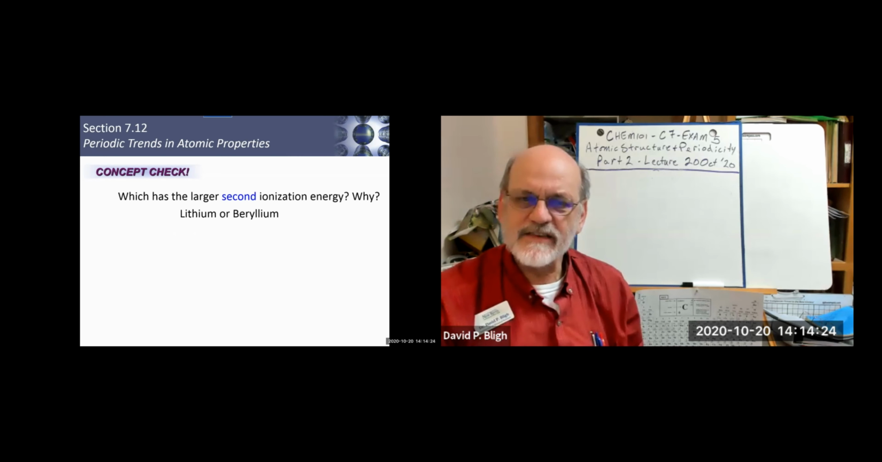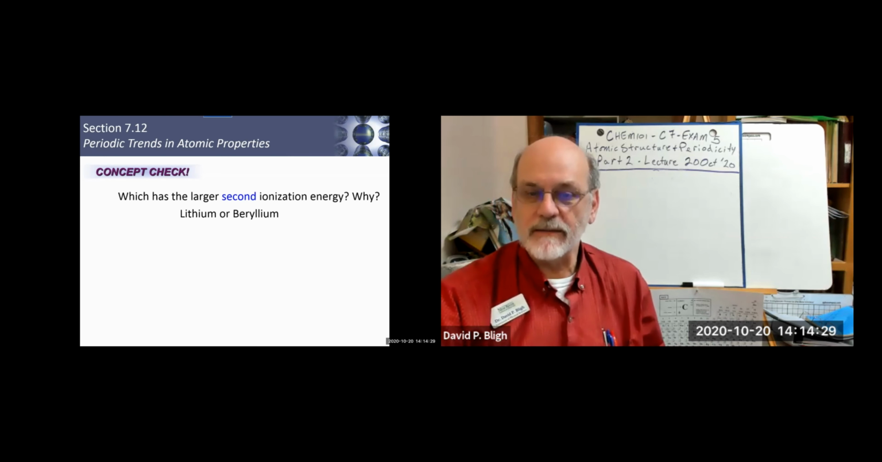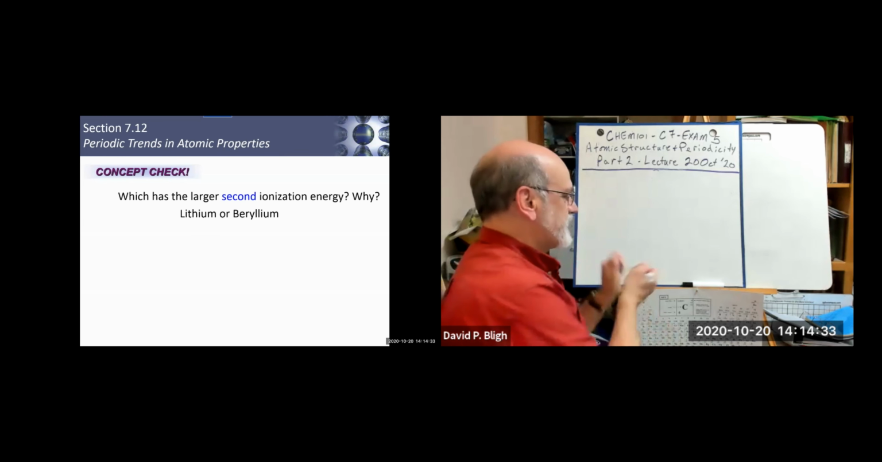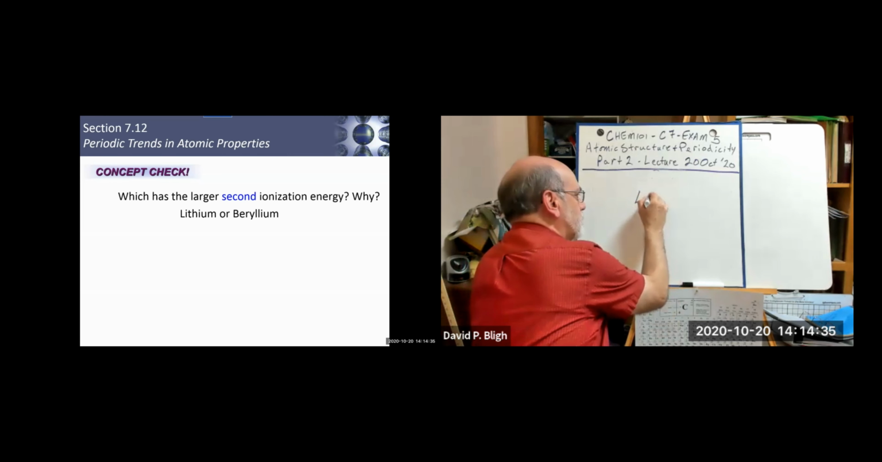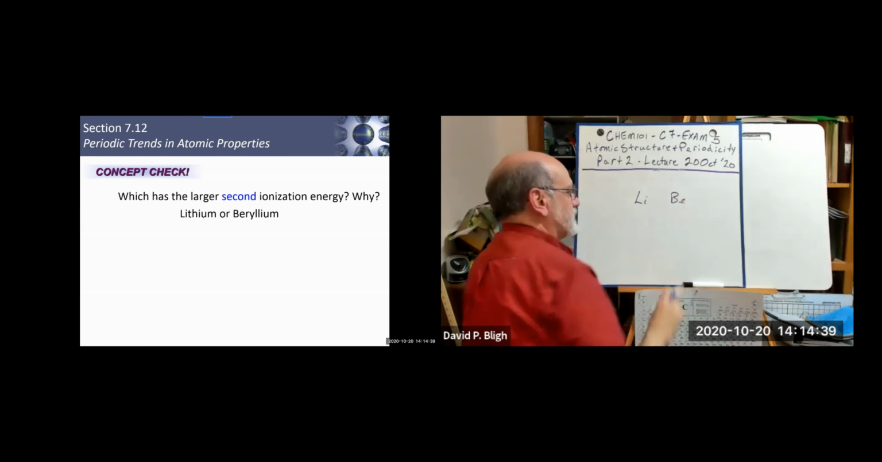So which one of these has the largest second ionization energy? Lithium and beryllium. Lithium and beryllium are neighbors. Lithium is an alkali metal. Beryllium is an alkaline earth. Right?